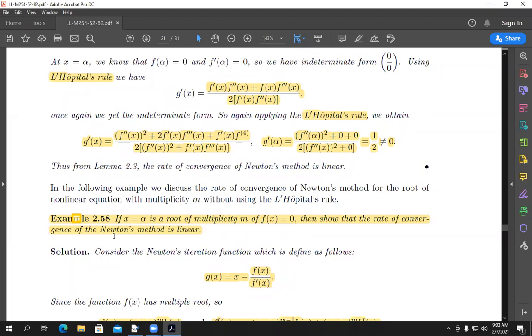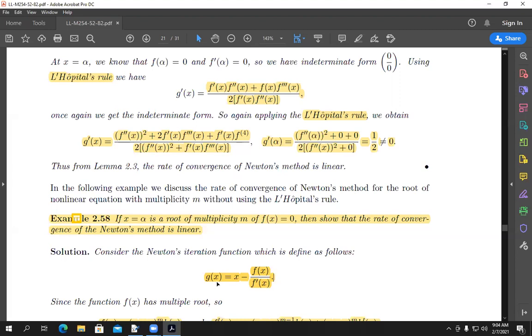So first you have to write the Newton formula. We know the Newton formula is what? x_{n+1} equal to x_n minus f of x_n divided by f dash x_n. And the right side of x_{n+1}, I told you, is always g of x_n. So this is g of x_n in the form of the Newton formula. This is your g.